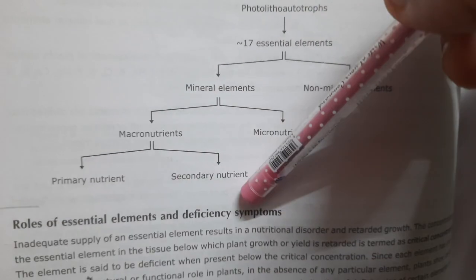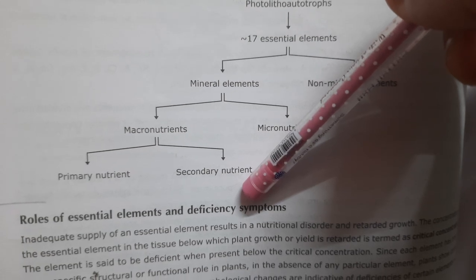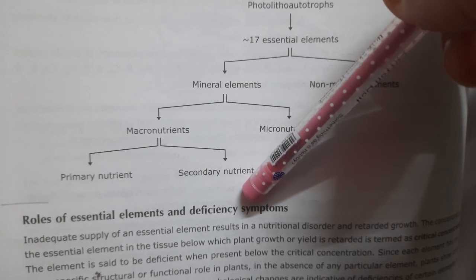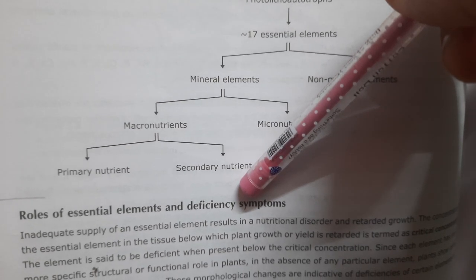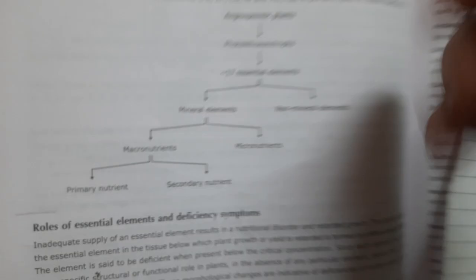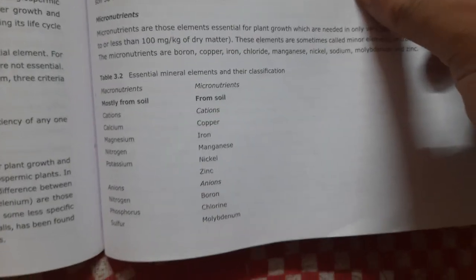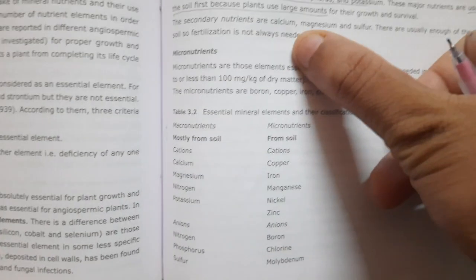And these are, I don't remember. Yeah, we need to see again. Secondary elements are calcium, magnesium, and sulfur.